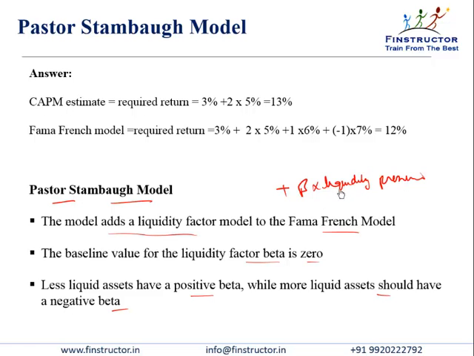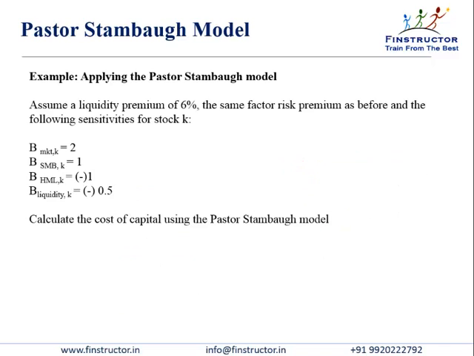So illiquid stocks outperform liquid stocks by a certain percentage, or illiquid stocks have higher risk, hence they should be required to give a higher return. If your stock is illiquid, then this beta will be positive. If your stock is liquid, then this beta will be negative. So assume a liquidity premium of 6%, the same factor risk premium as before, and the following sensitivity is for stock K. Calculate the cost of capital using the Carhart model.